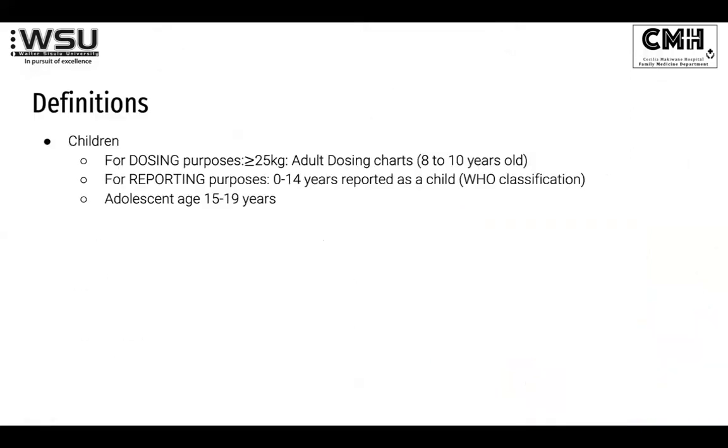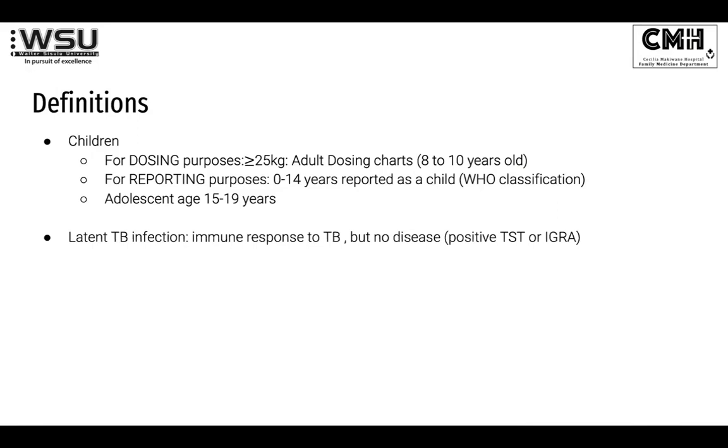So just some other helpful definitions. For dosing purposes, they're using a cutoff of 25 kilograms, and those are usually children about 8 to 10 years old. Anybody who is over 25 kilograms, you will use the adult dosing charts. But if you're reporting on children with TB and adults with TB, then 0 to 14 is still considered a child, and 15 to 19 is considered an adolescent.